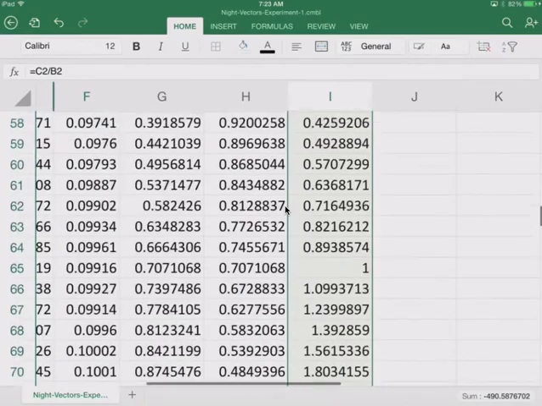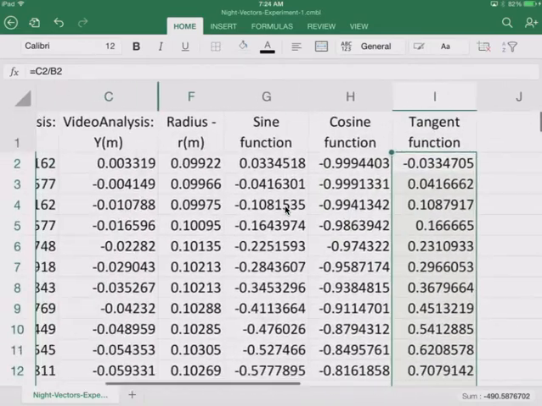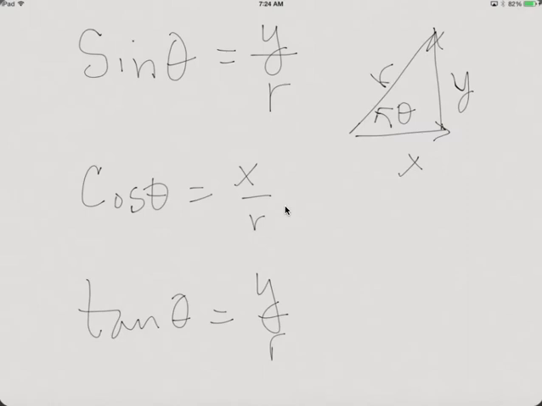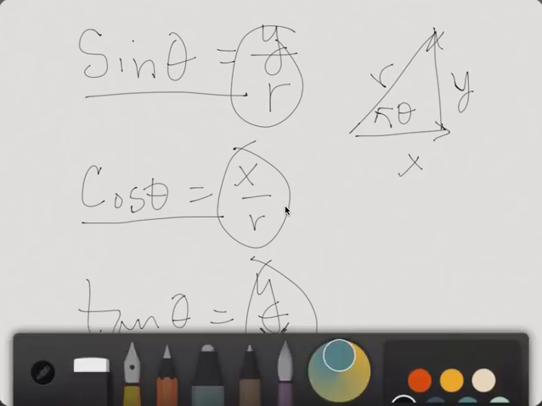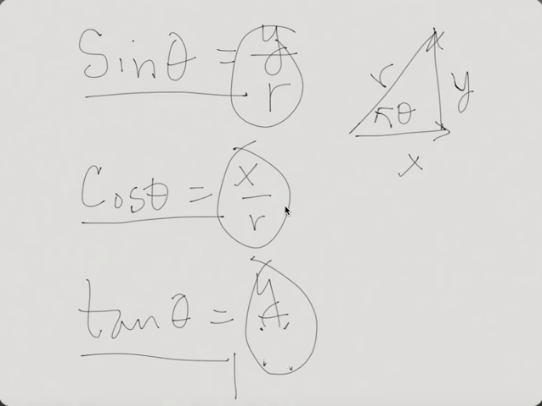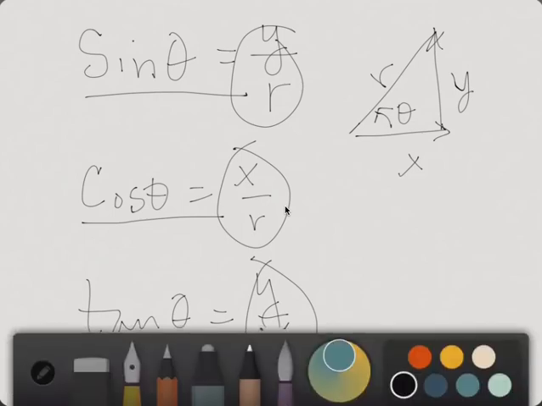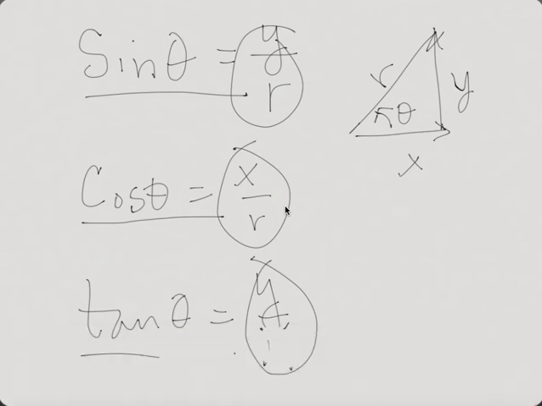So now all of these calculations have been made. I'm just going to pull this over. And so we see we have our sine function, our cosine, and our tangent. It was y over r, x over r, and y over x. This should have been y over x. I apologize about that. So y over x, y over x, okay?